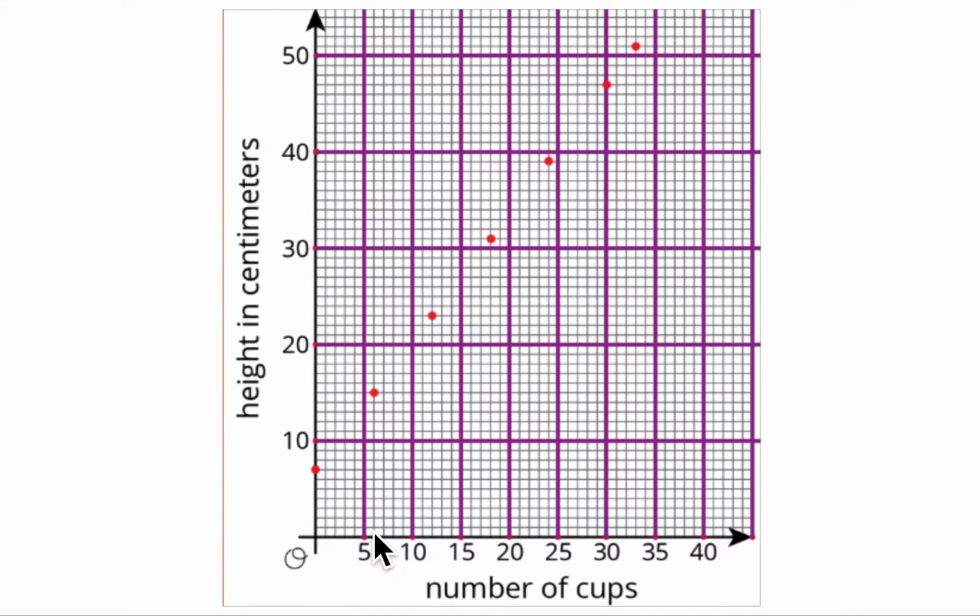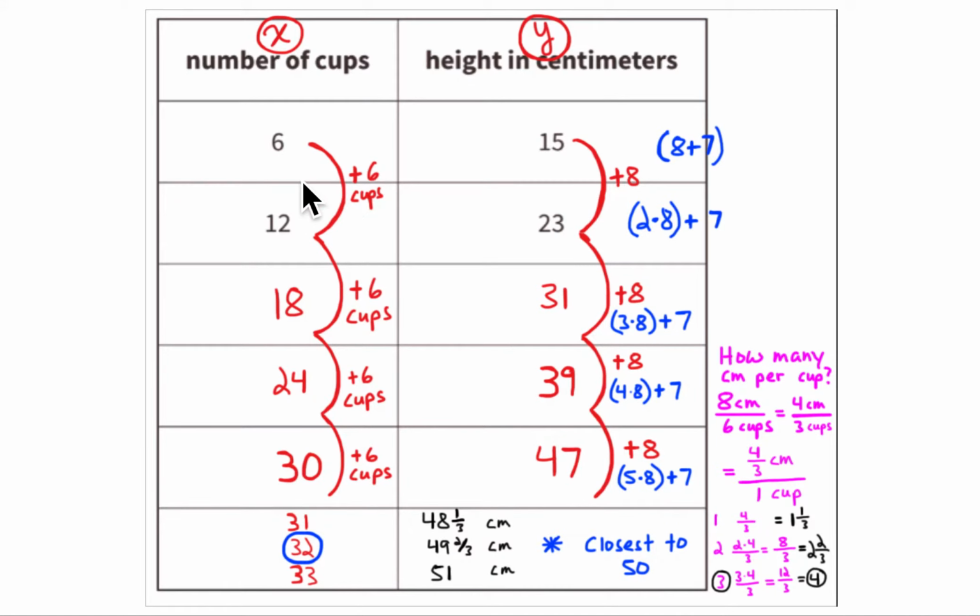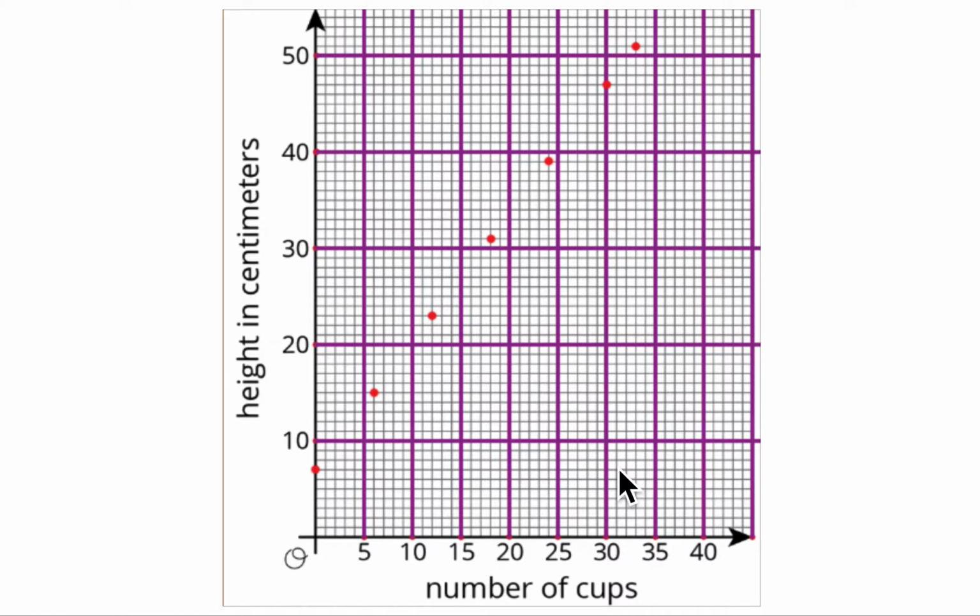So each one of these points comes from, here's the x value, so it's a multiple of 6: 6, 12, 18, 24, 30. And the height is a multiple of 8 centimeters plus 7. So you have to add that 7 each time. So 1 times 8, 2 times 8, 3 times 8, 4 times 8, 5 times 8. But you have to add that 7 each time. So if you graph that, this is 1 times 6, or 6, 2 times 6, 12, 18, 24, 30.